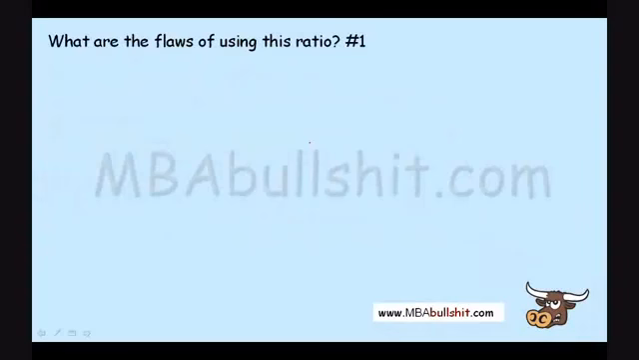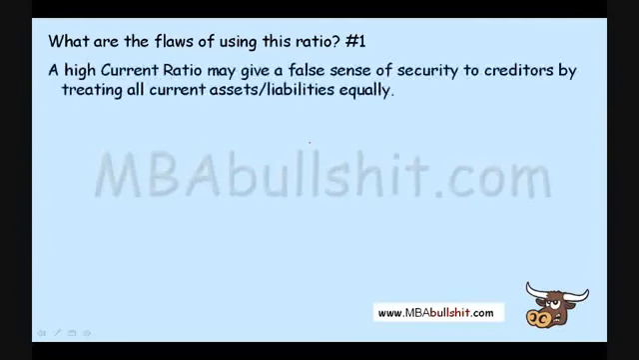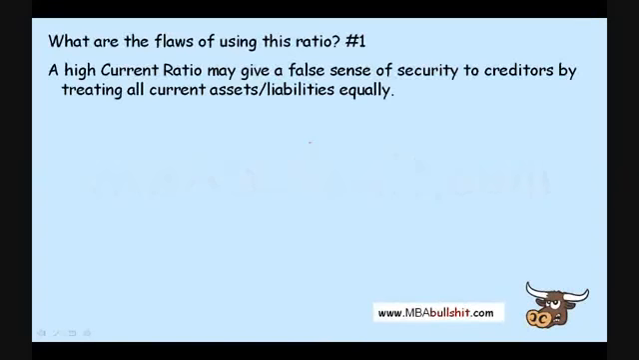Now, what are the flaws in using this ratio? Well, let's look at flaw number 1. First, a high current ratio may give a false sense of security to creditors by treating all current assets and current liabilities equally. Now, what do I mean? Well, let's look at an example.